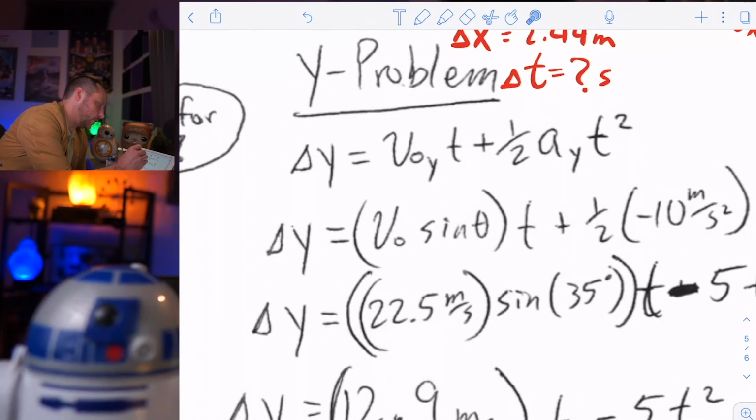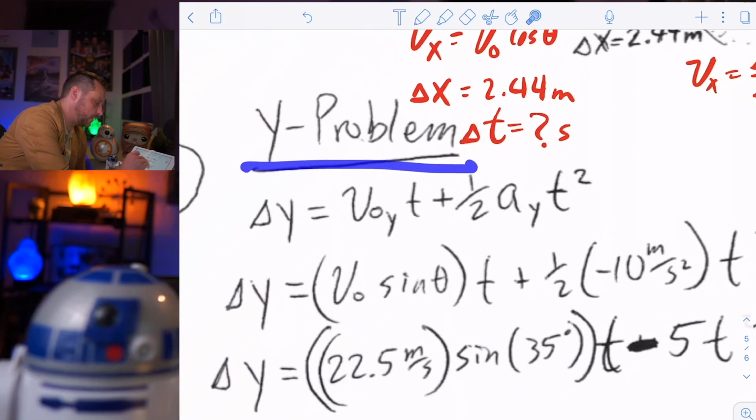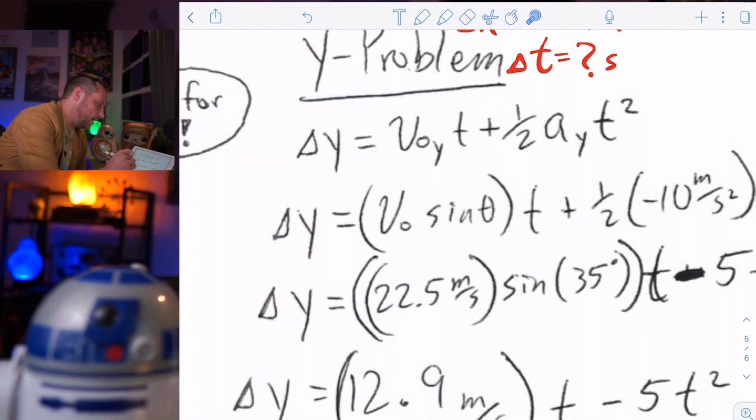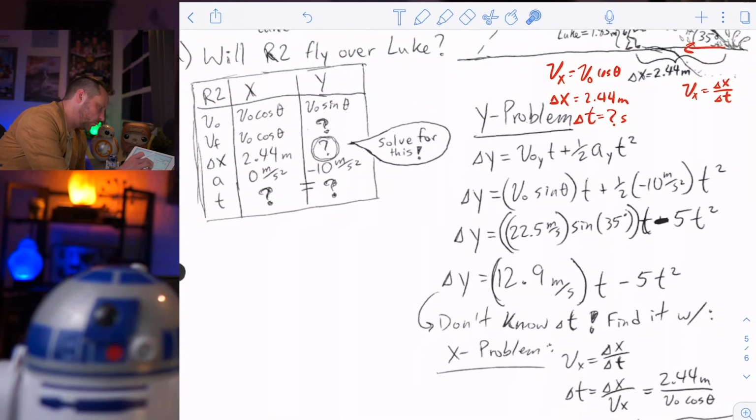And so here we are. Here's my y problem. Remember, that red stuff is where I was talking about if it was an x problem. Leave that alone for now. And for my y problem, my question is, out of my kinematics equations, which one's going to work?